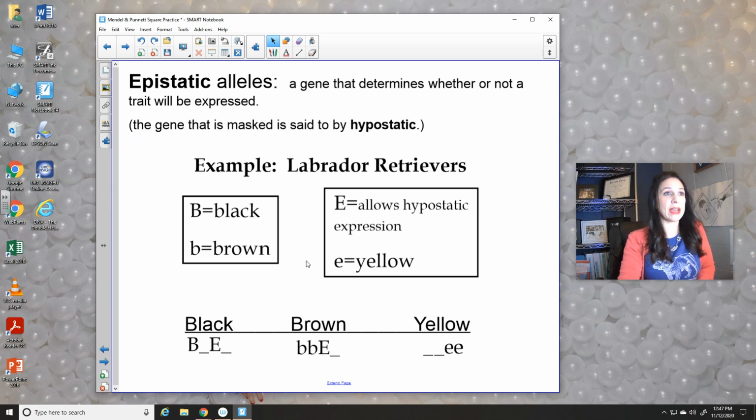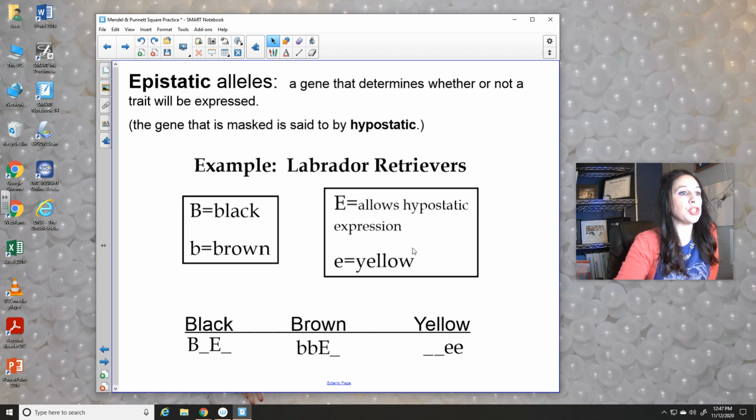However, if we have an epistatic allele present, the only way that the dog can be expressed as black or brown is if the epistatic allele allows it to be expressed. So if you have a big E, that means go ahead, you can express one of these two colors. However, if we have a homozygous recessive epistatic allele, that means nope, the pigmentation required for a black or brown lab will not be deposited into the fur of that dog. So instead, you're going to get a yellow lab.